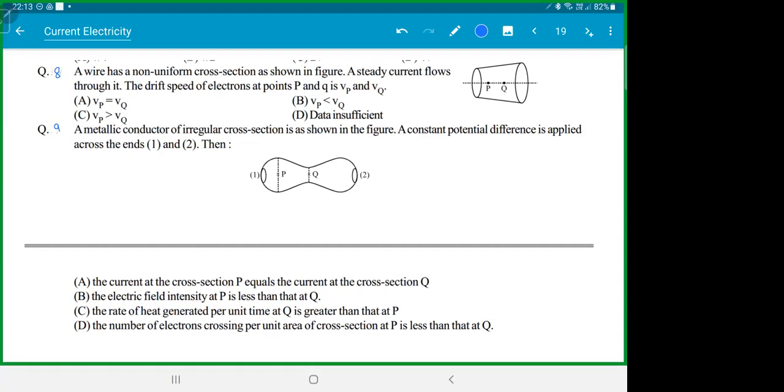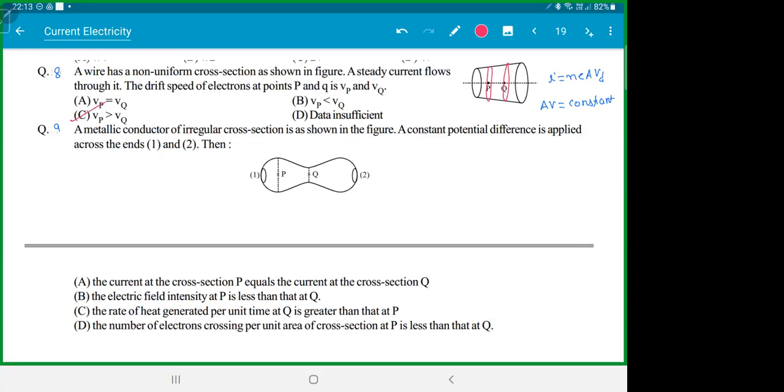First was easy. So what is same for both of them? I is equal to n e A v drift. So A into v is constant, just like the equation of continuity. A1 V1 is equal to A2 V2. So if area is small, speed is more. If you look at the area, at P the area is small, at Q the area is big. So VP is greater than VQ. Make sense? Smaller the area, faster the electrons will go. Just like the equation of continuity.